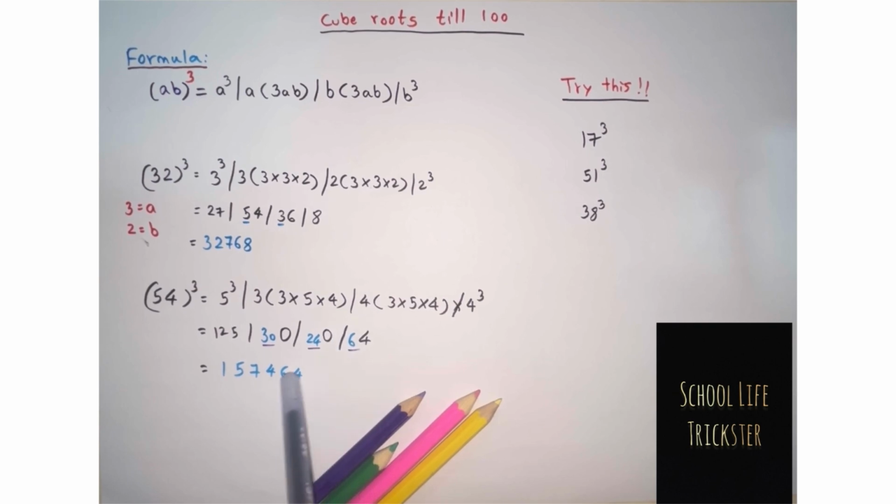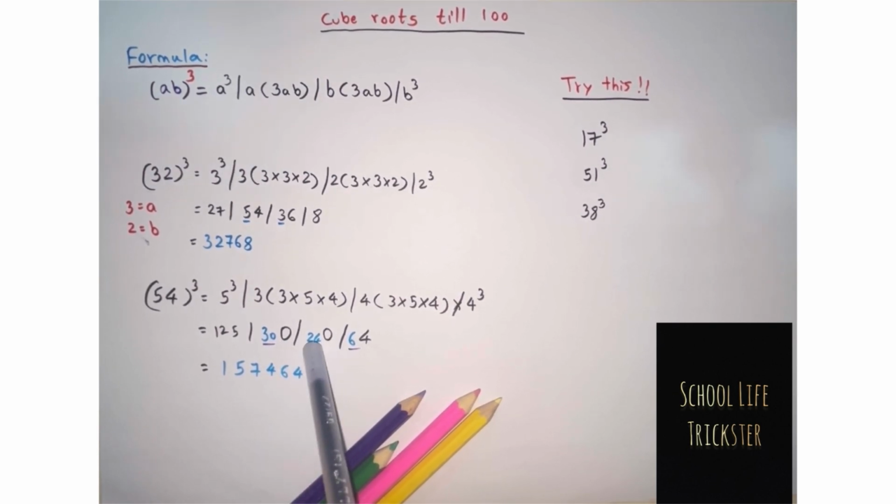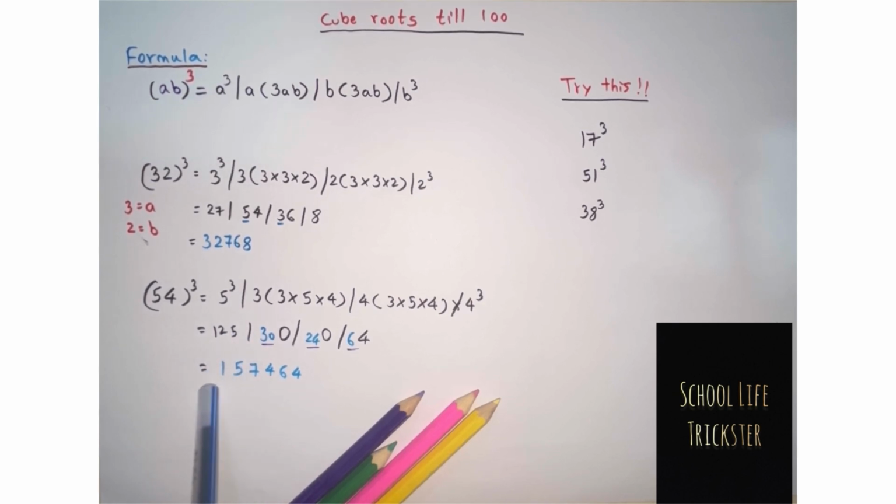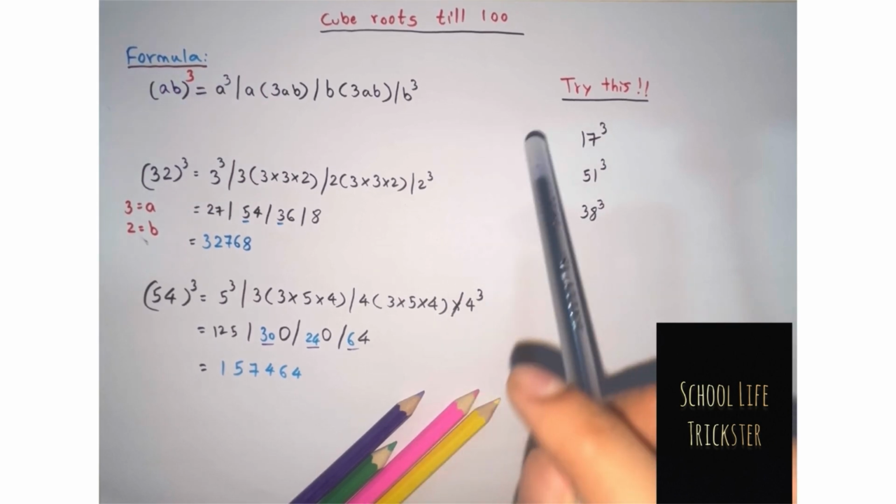Now 0 plus 6 is 6. Now take 4 as carryover. Now 4 plus 0 is 4. Now take this 2 as carryover to the next number, that is 5. Now 2 plus 5 is 7. Now take this 3 as carryover to the 2, that is 3 plus 2 is 5, and now write 1 as it is. The answer is 157464. Now try these sums.